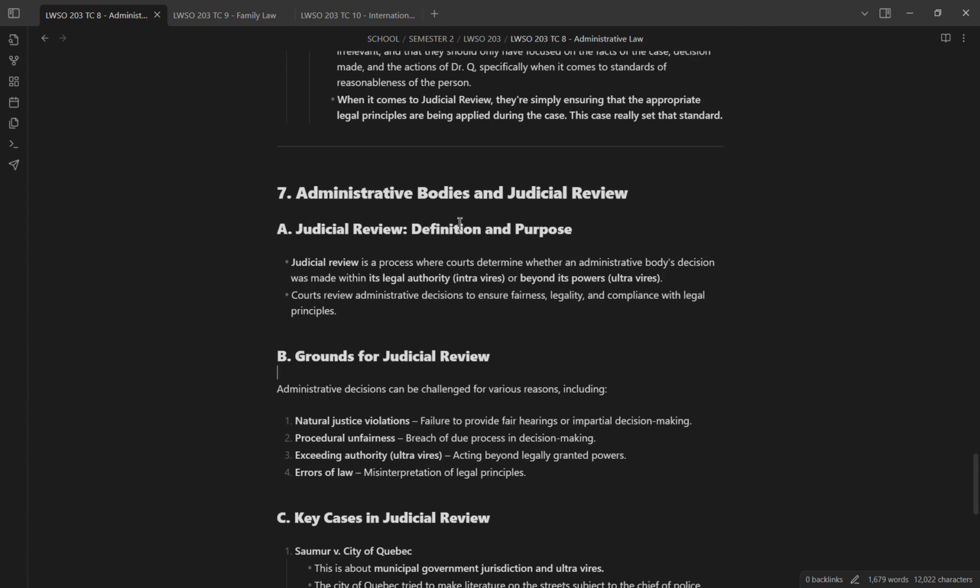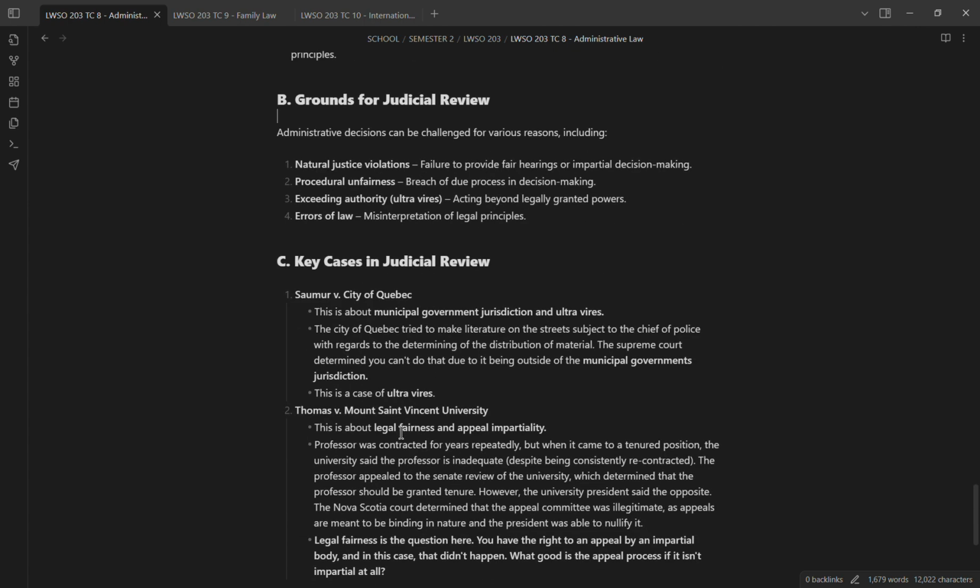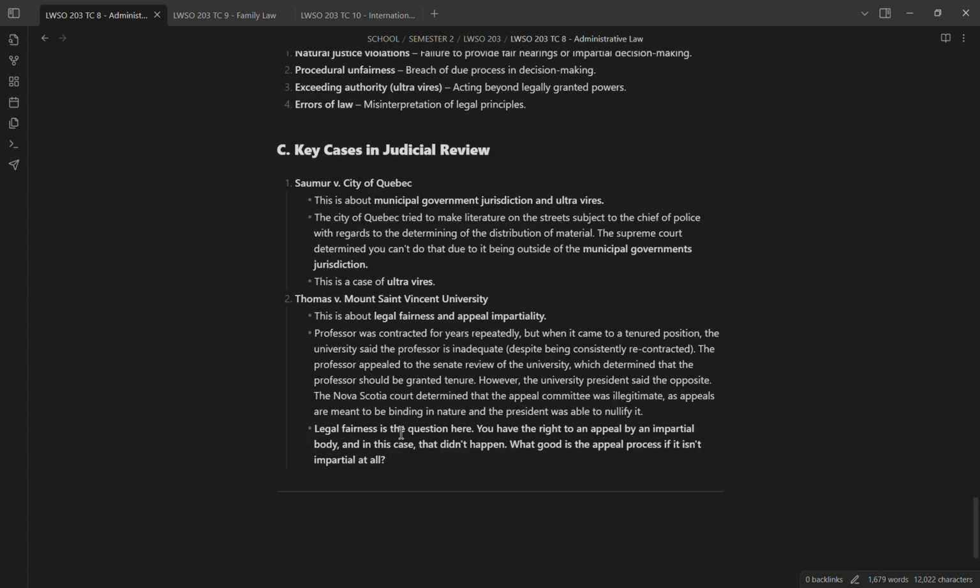So again, the grounds for judicial review are the natural justice violations, procedural unfairness, exceeding authority, or ultra vires and errors of law. What are a couple key cases in judicial review that we looked at? One is Sumar versus the City of Quebec. It's about the municipal government jurisdiction and ultra vires.